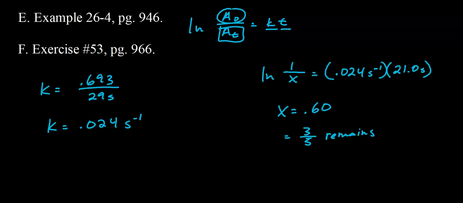So here's our setup, just like in the last problem. Use the half-life to find the rate constant, which is 0.024 per second. We're given the elapsed time in seconds, so our rate constant is per second. And then I use that in our integrated rate equation. I put a 1 here, since we're looking for a fraction, so I'm using it as a decimal. Solving for At, we get 60% remains, and as a fraction, that would be 3/5.